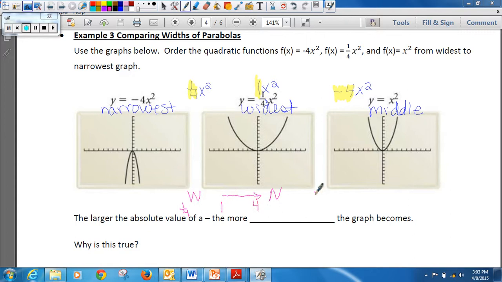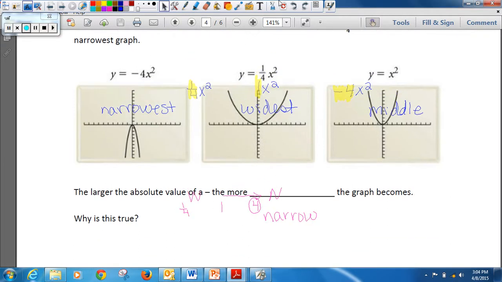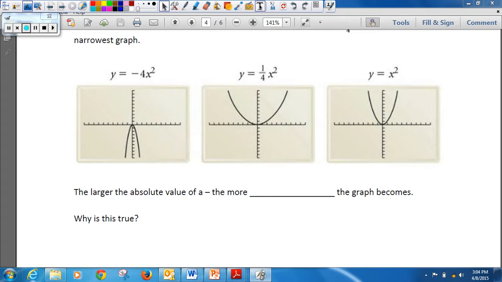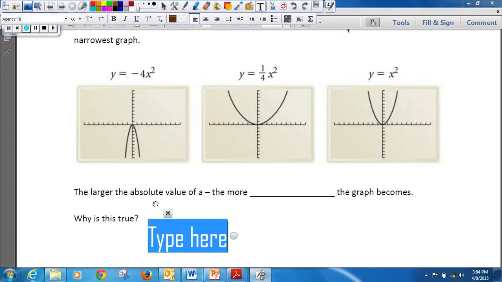So the larger the absolute value of a, the more narrow the graph becomes. If I look here, this one had the largest absolute value, and it was the narrowest one. And it says, why is this true? And I'm going to type this in, because otherwise you probably won't be able to read my work.